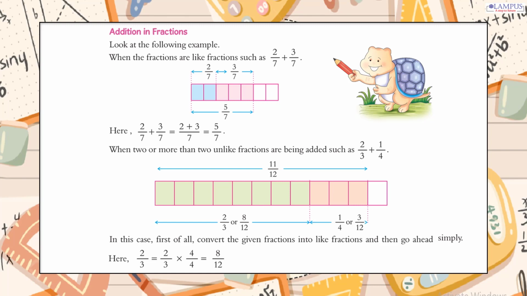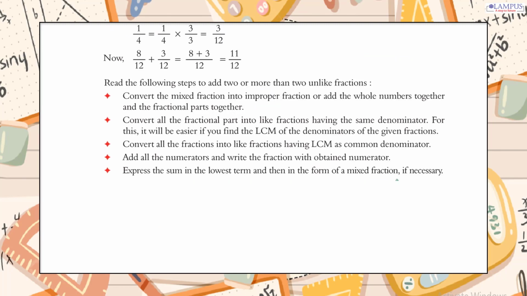Here, 2 by 3 equals 2 by 3 multiplied by 4 by 4 equals 8 by 12. 1 by 4 equals 1 by 4 multiplied by 3 by 3 equals 3 by 12. Now, 8 by 12 plus 3 by 12 equals 8 plus 3 whole divided by 12 equals 11 by 12.